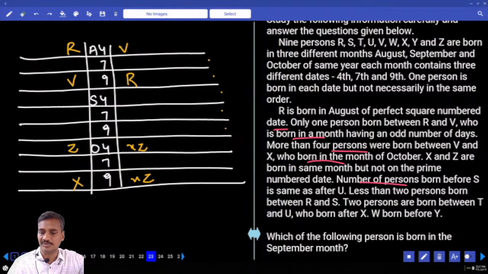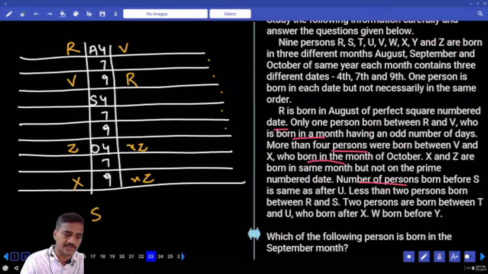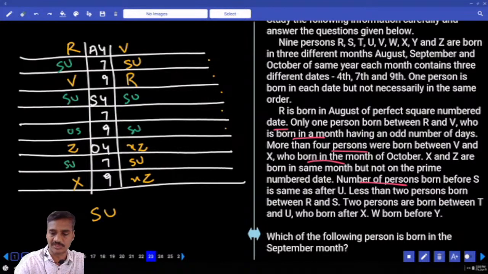The number of persons born before S is the same as after U. So S and U must have exactly the same number. In SRU, this is one possibility. What is the other possibility? If S is 4th from the top, 1, 2, 3, 4, U can be here. SRU can be possible here also.